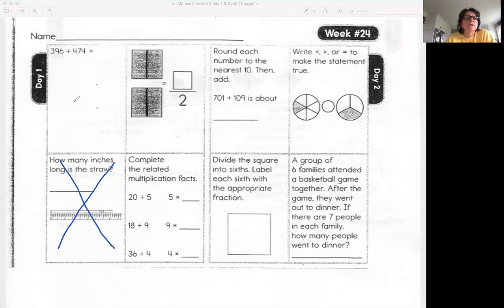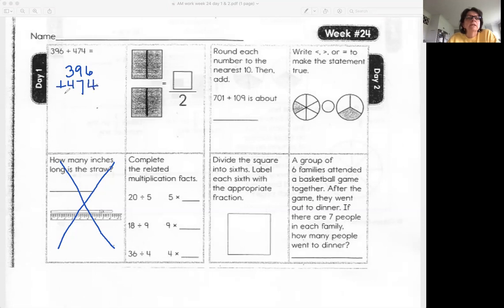We're going to start with the first one. It's a regular 3-digit plus 3-digit equation, and we're going to use the algorithm to solve that. So I'm going to line my numbers up according to place value: the ones in the ones column, tens in the tens column, hundreds in the hundreds column. 396 plus 474, and we'll see if we have to regroup at all.